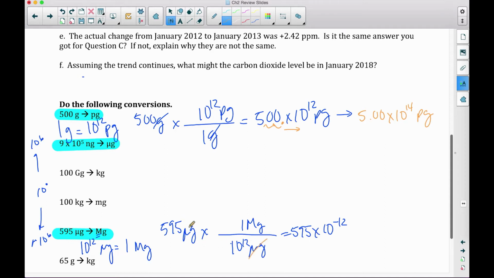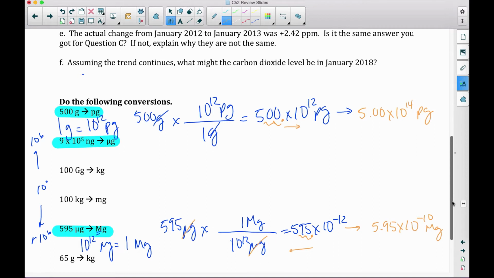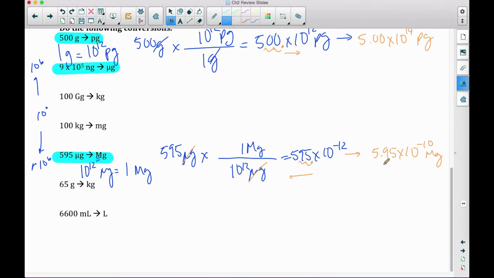So let's cancel these. Megagrams is left. But negative 12 says we're moving in this direction, right? So if I have to come here, how many places do I have to go now to get to the same destination? Now I have to move 11 and then 10. So this is going to give us 5.95 times 10 to the negative 10 megagrams. And again, it makes sense. I've gone to a larger unit of measure, and there are relatively a smaller number of them. Okay, next page.